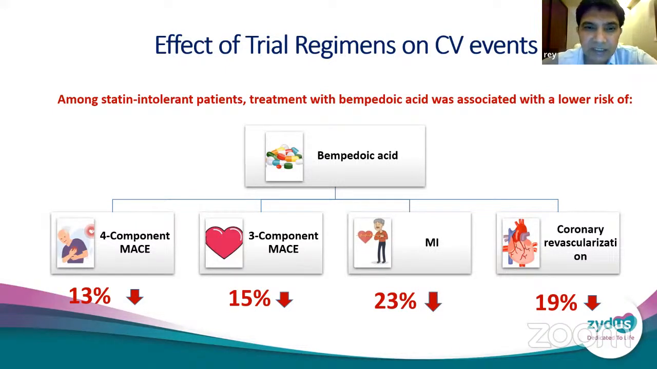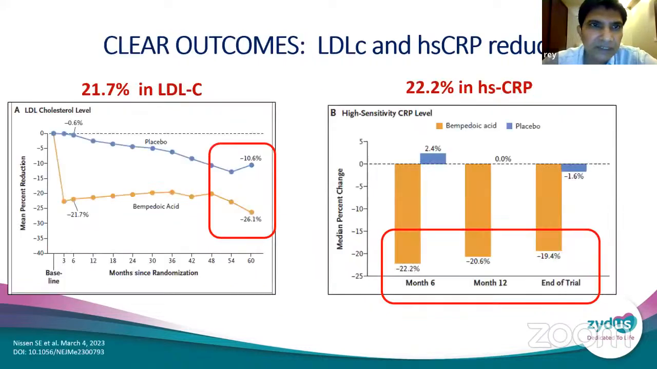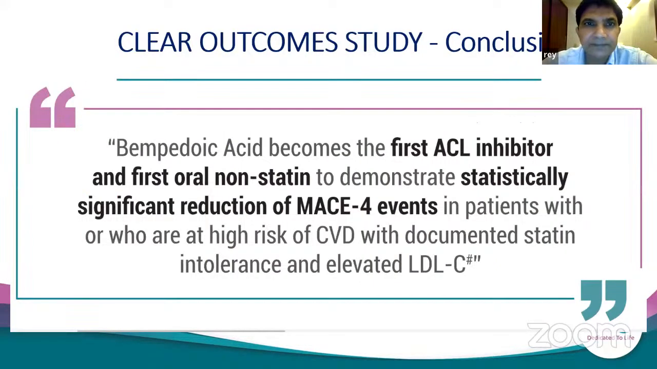So it significantly reduced adverse events, myocardial infarction and revascularization after achieving the LDL cholesterol target by adding bempedoic acid. In the CLEAR Outcomes trial, we can see a 21% reduction in LDL cholesterol by the end of the trial, and a 22% reduction in HSCRP.